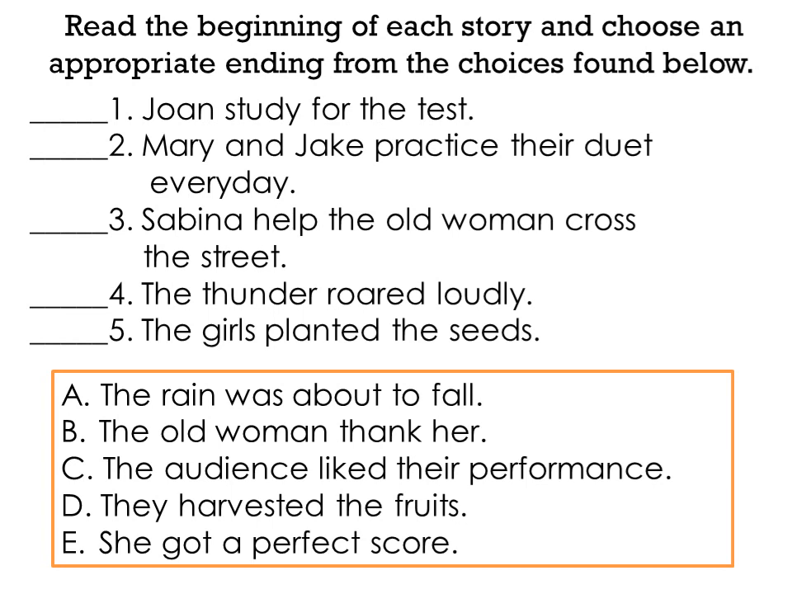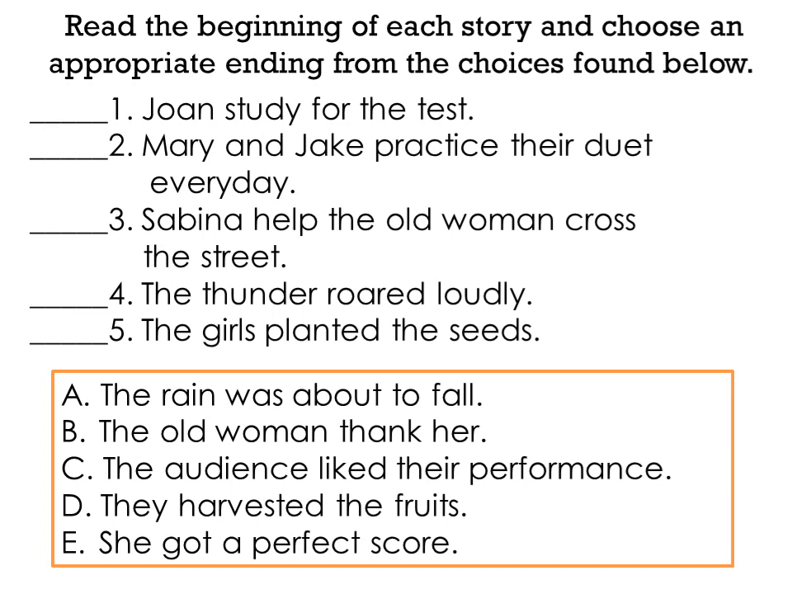So, is it letter A, the rain was about to fall? B, the old woman thanked her. Letter C, the audience liked their performance. Letter D, they harvested the fruits. Or letter E, she got a perfect score. Is it A, B, C, D, or E?